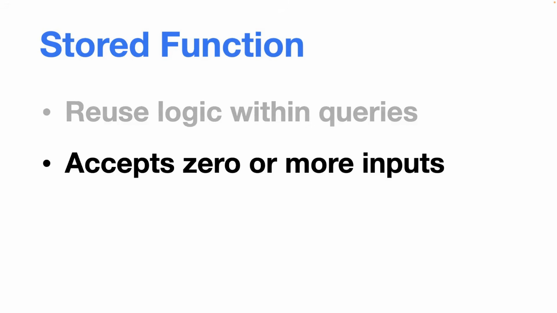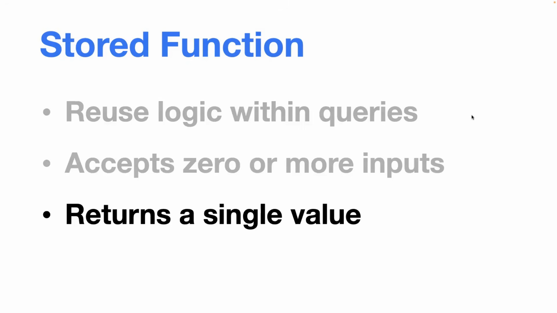A function, just like a procedure, accepts 0 or more inputs, but a function is different from a procedure in the sense that it always returns a single value, because a function is supposed to be used inside a query. And that's why it should always return a single value. So think of a function like the built-in functions, count, sum, etc., which take one or more inputs and return a single value.